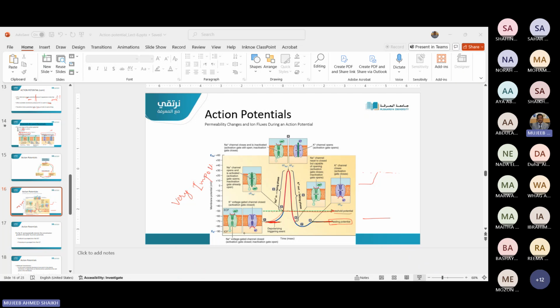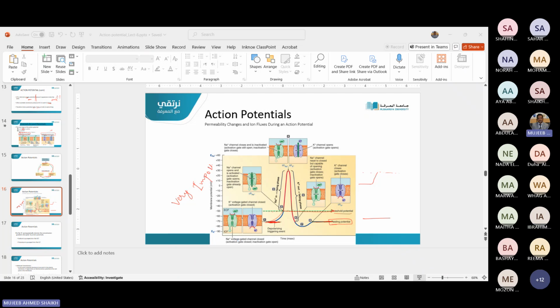After the threshold, it suddenly moves up because many more sodium ion channels are open now. This sodium graph might come in the exam. Of course. I told you graphs and figures are important because they can come in the exam.